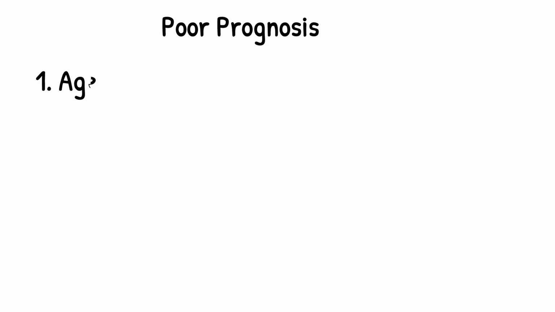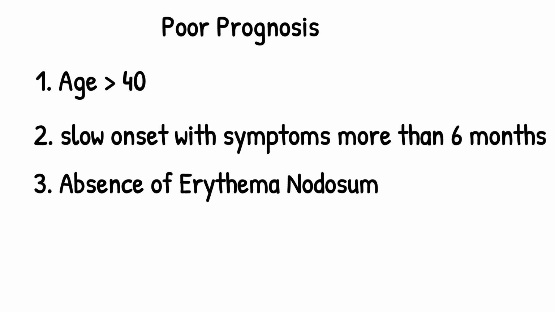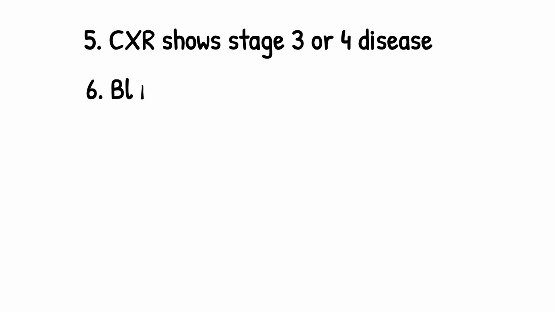Now poor prognosis occurs in patients with age more than 40. Number 2 is slow onset of disease with symptoms more than 6 months. Absence of erythema nodosum is noted down. Extrapulmonary features like splenomegaly, lupus pernio, which is a rash on the forehead and eyebrows. Chest X-ray showing 3rd or 4th stage disease. These patients have poor prognosis.